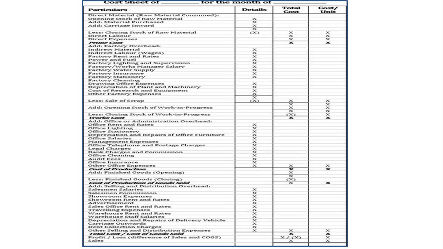So these are all the adjustments. After you get the cost of goods sold, you are supposed to take the sales amount and calculate whether the company has earned profit or loss. So this is all about the preparation of a cost sheet for a company. That is the first main thing coming under unit 2.